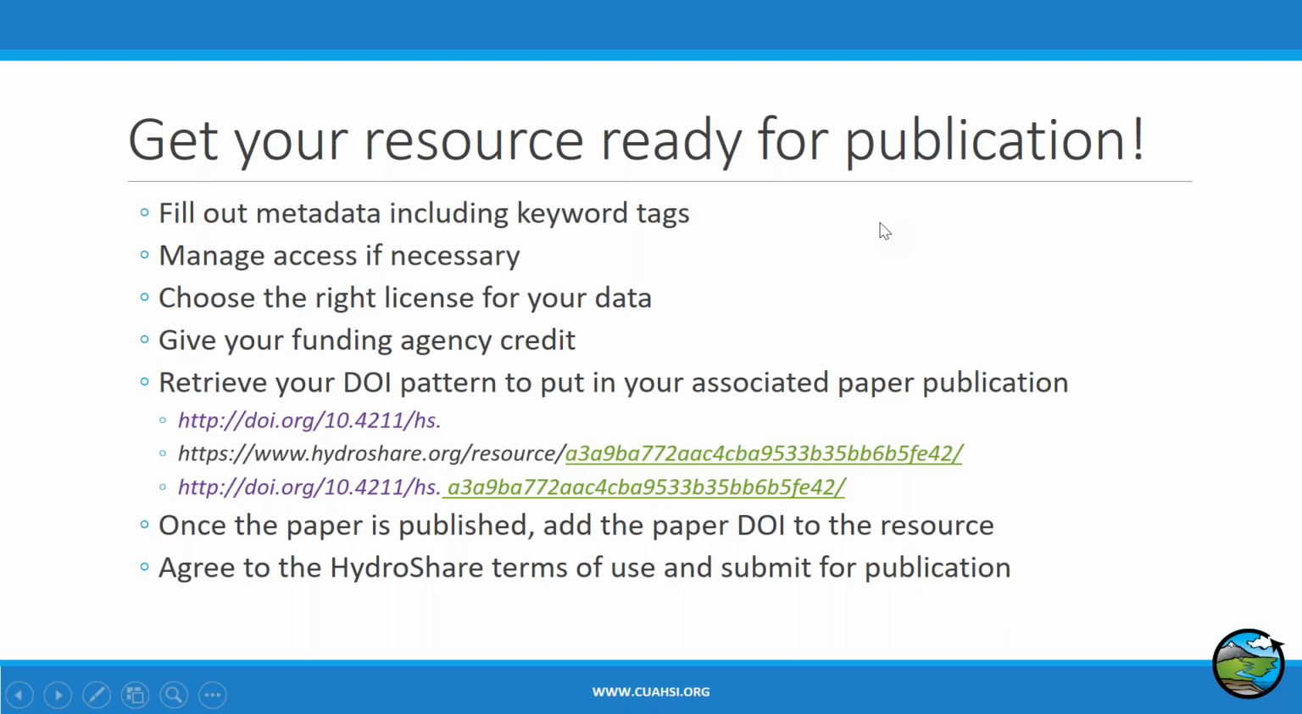That's only for certain types of metadata, but we found that to be really helpful. To get your resource fully ready for publication, you're going to want to, again, fill out those metadata, manage any access control to the resource. If you have collaborators that you want to share not only the data itself, but the ability to edit the data or edit the metadata, you can do that by giving them write access to your HydroShare resource. You're going to want to look at licensing. You're going to want to give your funding agency credit, of course, and you're going to want to publish the data, get a DOI so you can reference it in your paper and submit for publication.